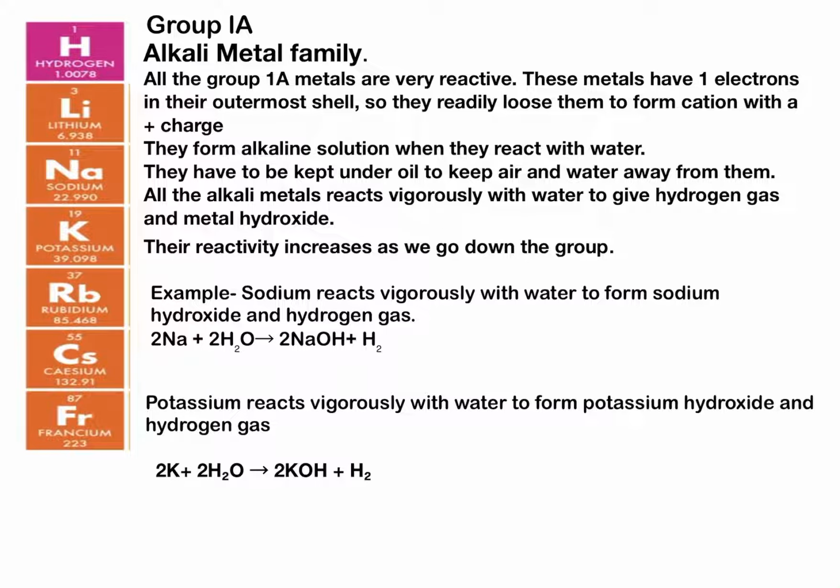So the equation is 2Na plus 2H2O gives 2NaOH plus H2. Potassium reacts again vigorously with water to form potassium hydroxide and hydrogen gas. 2K plus 2H2O gives 2KOH plus H2. In the group 1A alkali metal family, as we move from top to bottom, the reactivity will increase. We'll learn about the reactivity and the atomic size or radius and other properties in the second part of this video.